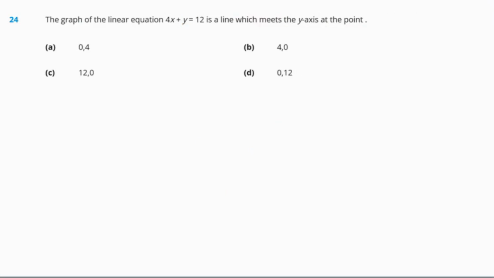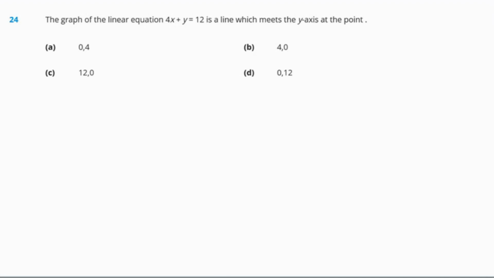Next. The graph of the linear equation 4x plus y equals 12 is a line which meets the y-axis at a point. Okay, so here we need to figure out the coordinates of x and y. Basically it is saying that it is a line which meets the y-axis at. So if it is asking about the y-axis, then x needs to be 0 only, because when the line is going to meet at y, that means x is definitely 0. Then only it can meet at y.